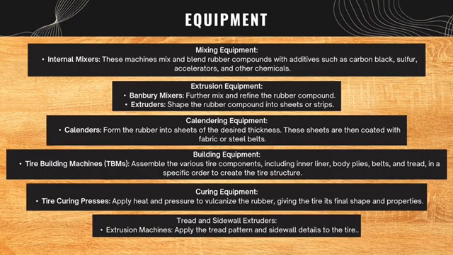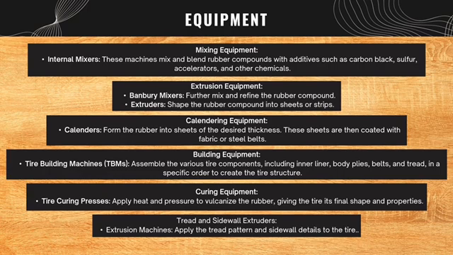Next are equipment for making tires. First, mixing equipment, internal mixers. This machine mixes and blends rubber compounds with additives such as carbon black, sulfur, accelerators, and other chemicals. Second, extrusion equipment. Banbury mixers further mix and refine the rubber compound. Extruders shape the rubber compound into sheets or strips. Third, calendaring equipment. Calenders form the rubber into sheets of desired thickness. These sheets are then coated with fabric or steel belt.